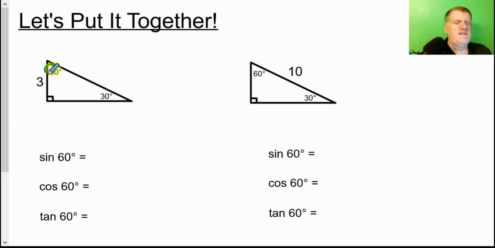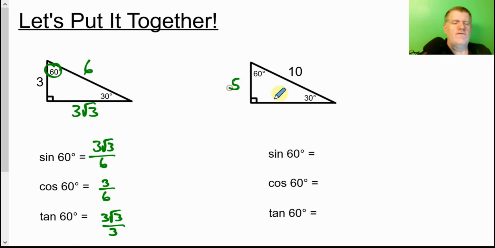Alright, let's do our 60-degree angle now. Same triangles as the last. So this fits 3, this is 6, this is 3 roots of 3. Alright, so sine of 60 is opposite over hypotenuse. Cosine is adjacent over hypotenuse. And tangent is opposite over adjacent.